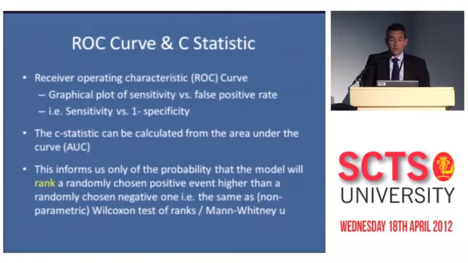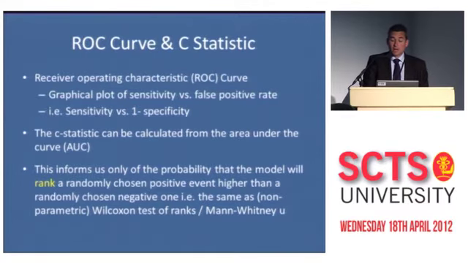One of the easiest ways of looking at these is with a receiver operating characteristic curve, a ROC curve, and this is a graphical plot of sensitivity versus the false positive rate. So it's sensitivity versus 1 minus the specificity, and therefore we can calculate the C statistic by integrating the graph to get the area under the curve.